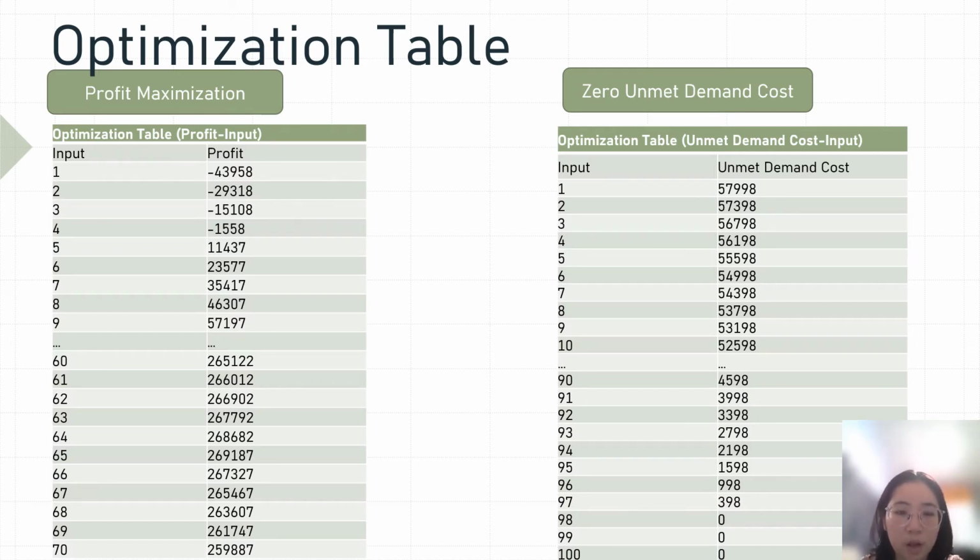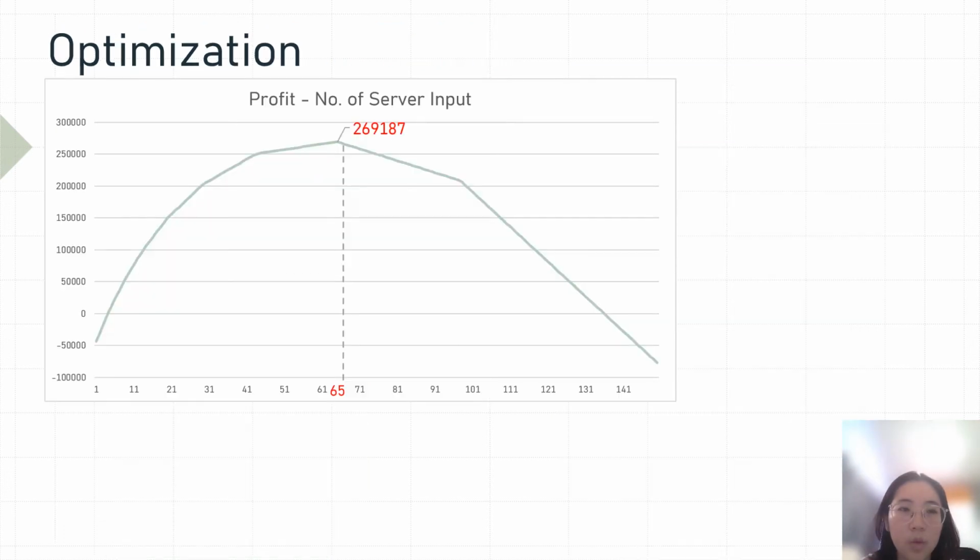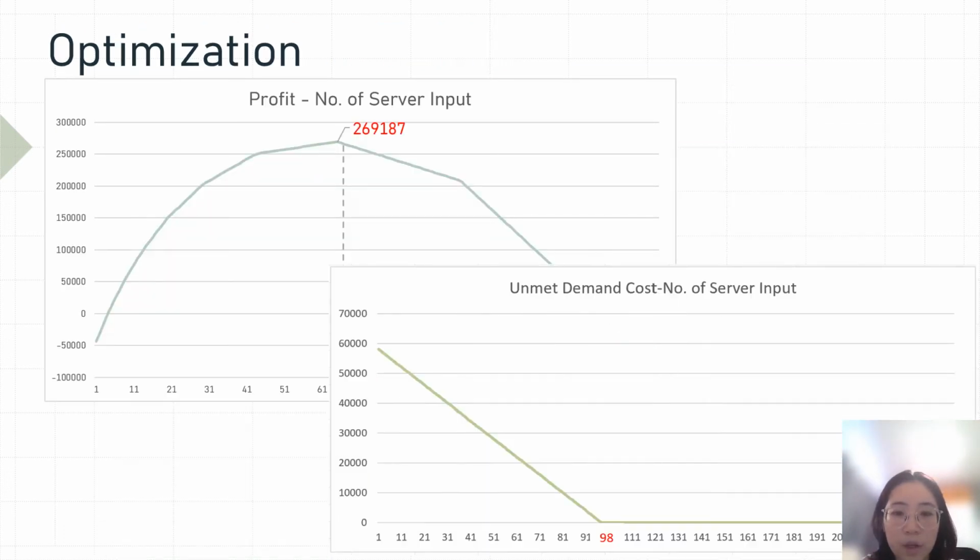based on different goals. The table on the left shows the relationship between profit and the input. According to the table, if you want to maximize your profit, you can add 65 new servers each month. The table on the right shows the correlation between the unmet demand cost and the input. So if you want to meet customers' needs and reduce their complaints, you can choose to add 98 servers monthly. You can clearly see the correlation from the two graphs.